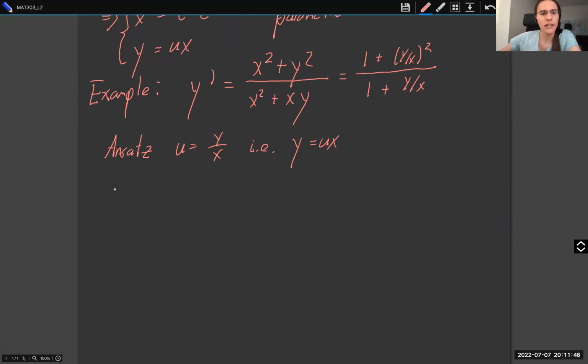And so with this ansatz, I get y prime is equal to what? U prime x plus u. Well, okay, I want to do this expression. What does this expression become in terms of u? One plus u squared divided by 1 plus u. Good.